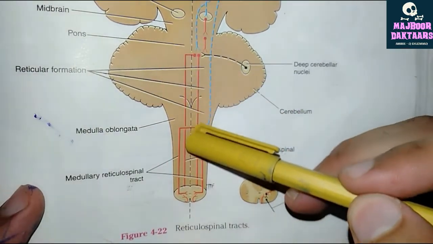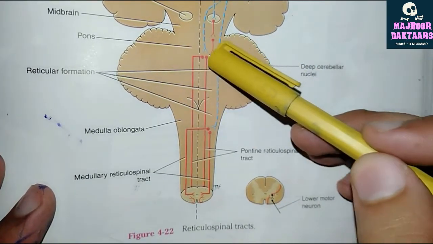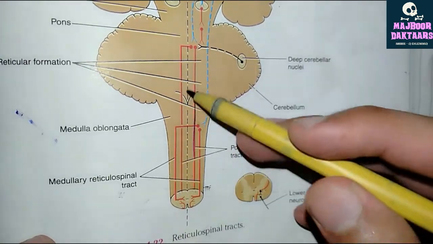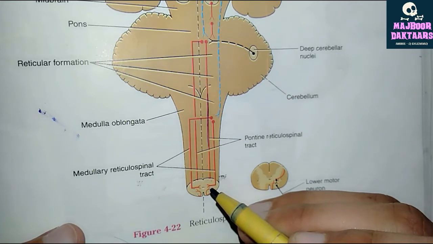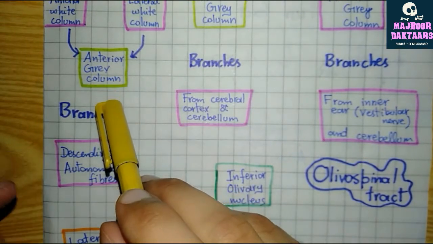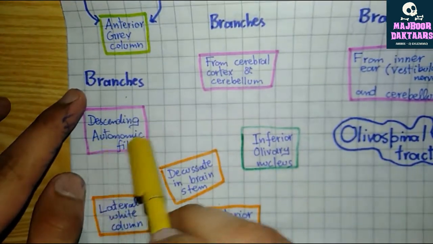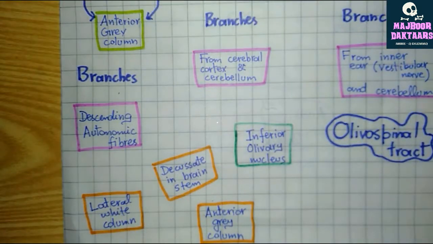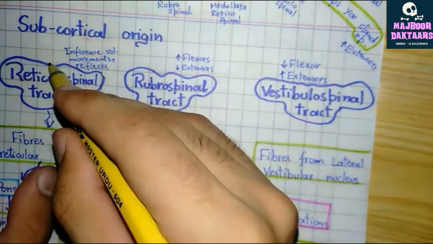This area shows the reticular formation, a collection of neurons. So the reticular formation at the level of the pons gives rise to the pontine reticulospinal tract shown here and here, while at the level of the medulla it gives rise to the medullary reticulospinal tract, both of which form a synapse with the interneuron at the anterior gray column. Then from the anterior gray column they synapse with the lower motor neurons and then to the effector. The branches of the reticulospinal tract include the descending autonomic fibers, so they affect the visceral actions. The reticulospinal tract influences voluntary movement and reflexes.